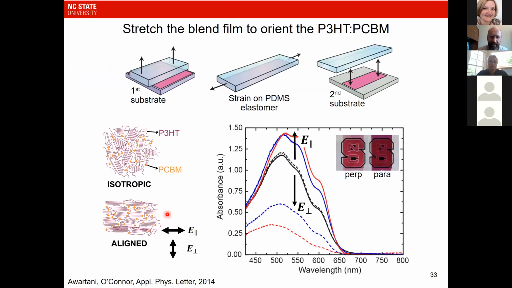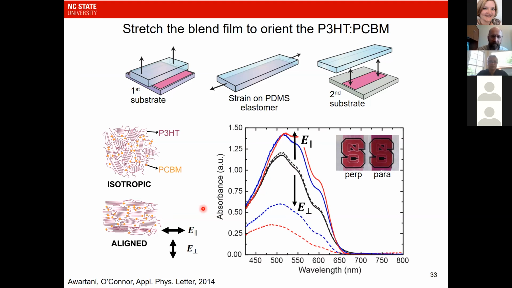We take this spin cast film, that's now isotropic. We pick it up on an elastomer, shown in the top here. We stretch it to orient all the polymers, and then we print it. You can see here in this picture, we have the isotropic absorption. Then if we stretch it, we have parallel absorption increasing, and in the other direction, the absorption decreases, and now it's polarization sensitive.